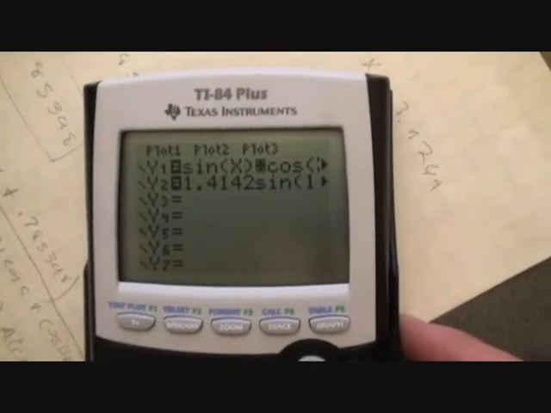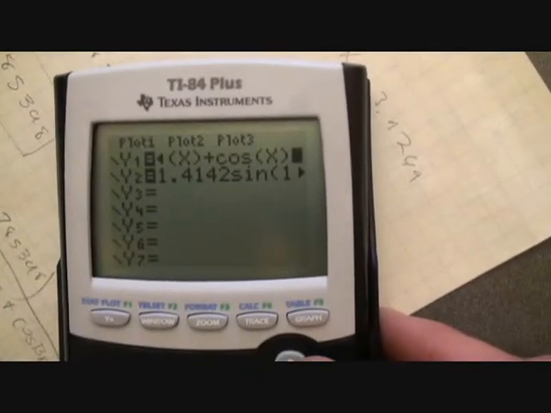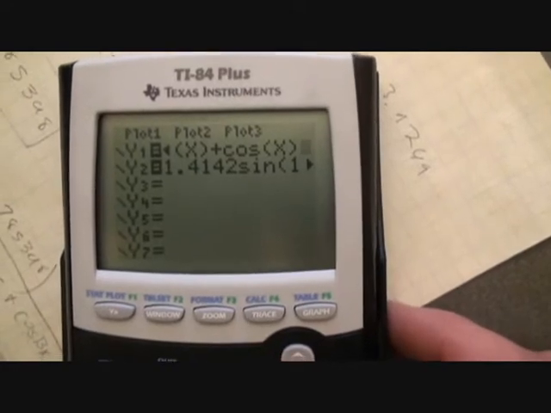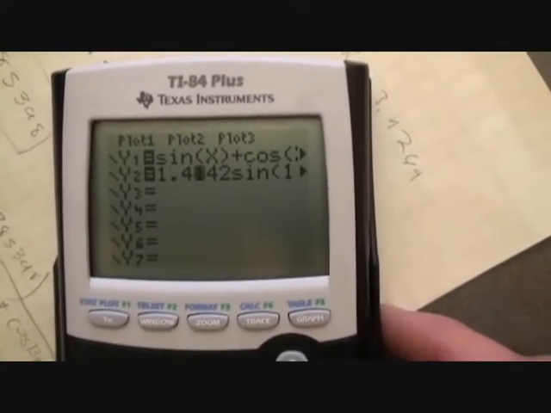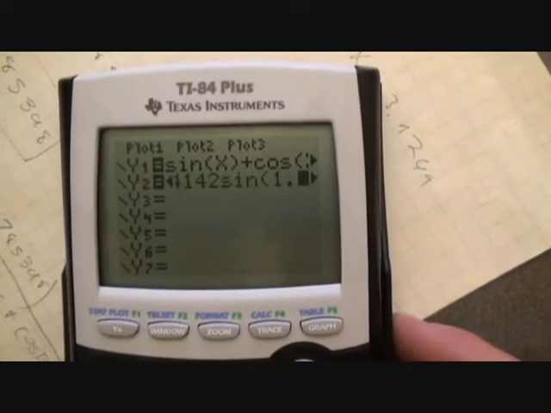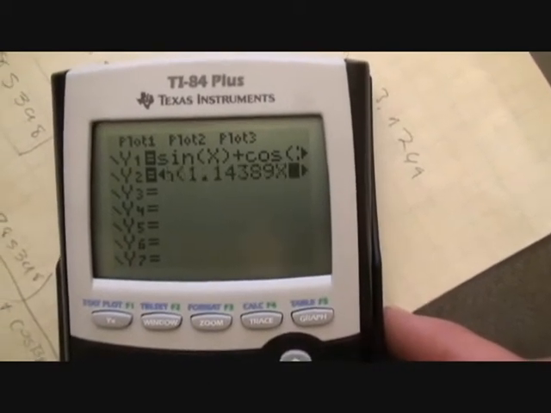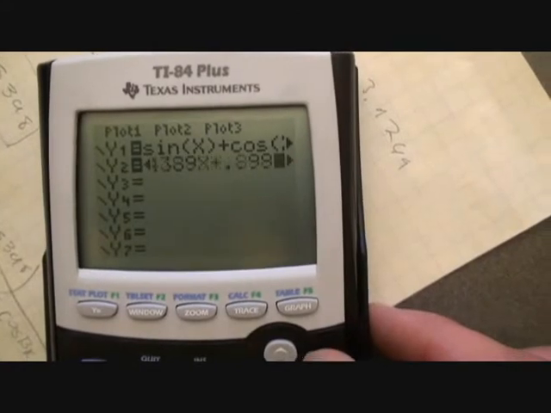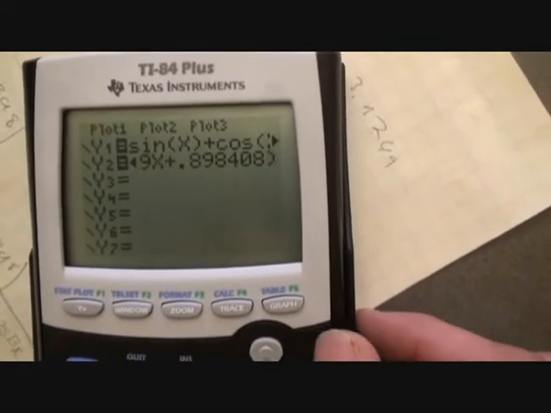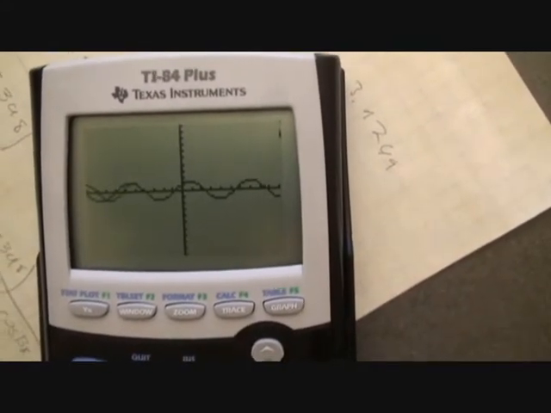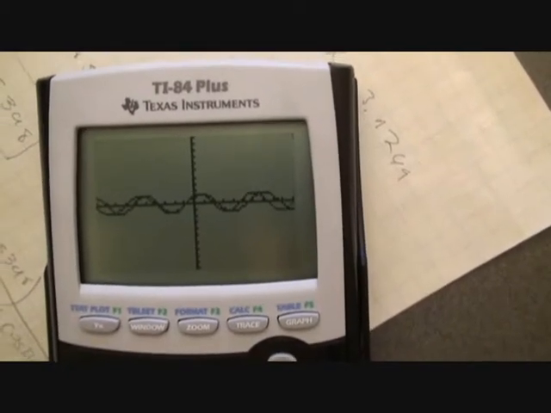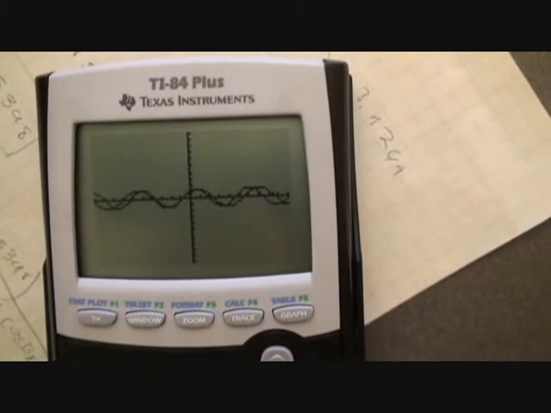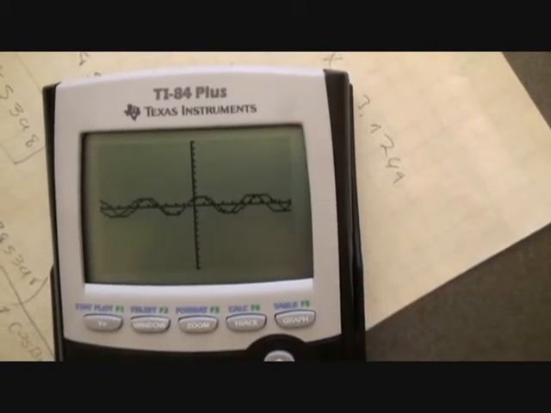And now you can see that we went to the y equals, and that's sine x plus cosine x for the first one. And for the second, 1.4142 sine times 1.14389x plus 0.898408. Hit graph, and as you can see that the second graph is not the same as the first, so now we have to prove it as an identity.